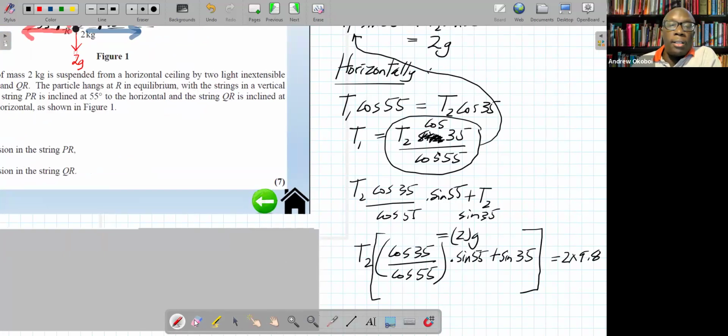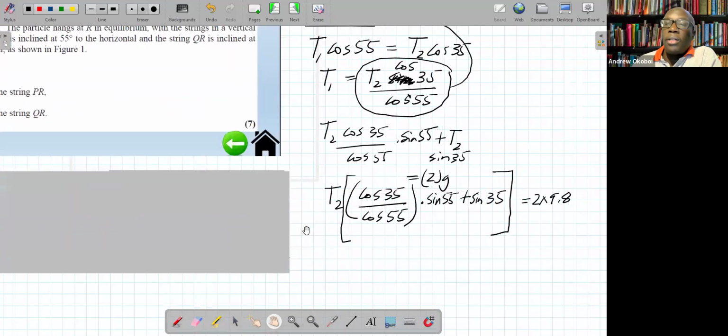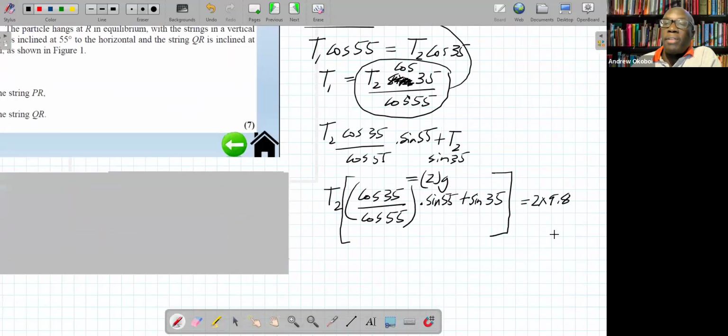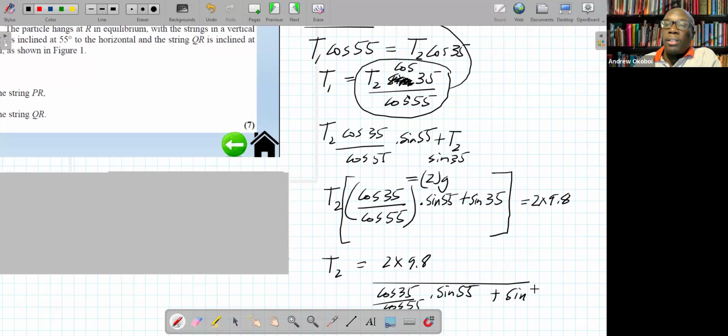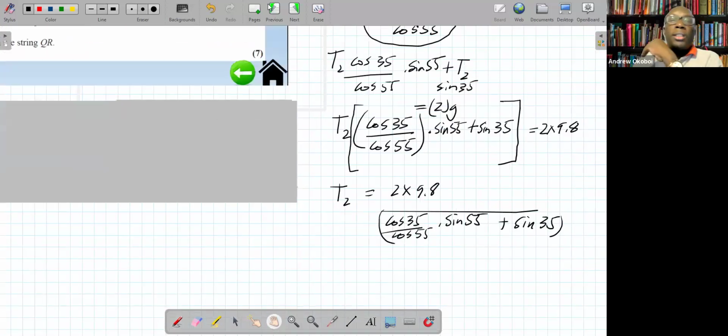Okay, now we will divide everything on the right side by everything that's on the left side here in the square brackets. So T2 is going to equal 2 times 9.8, all divided by everything here. Cos 35 over cos 55 times sine 55 plus sine 35. And let's put that in the calculator as is.